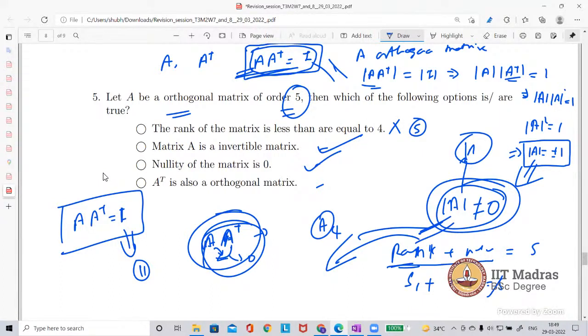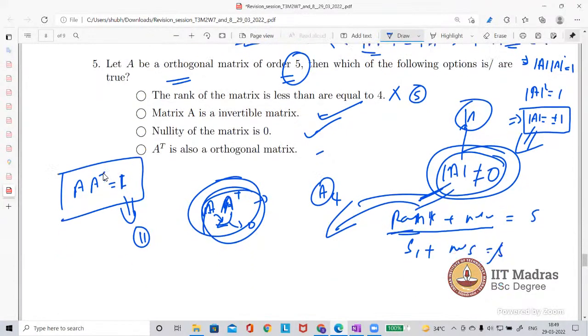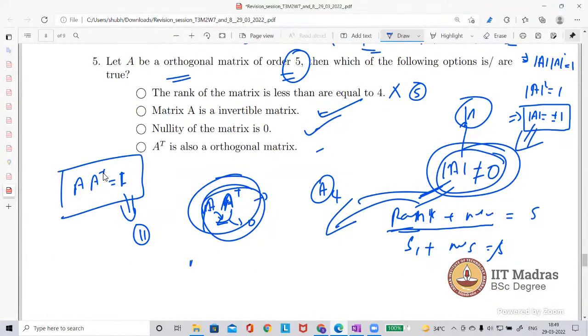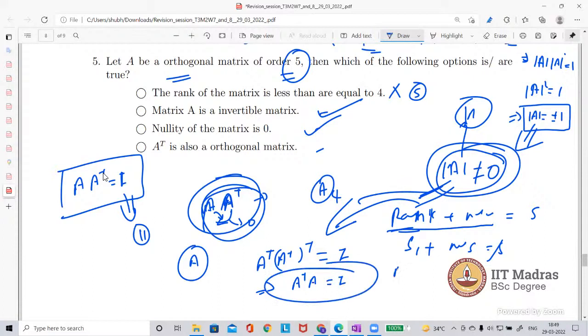A transpose is orthogonal. What does it mean? We have A, and we know that A is orthogonal. So what about A transpose? Let's find A transpose into A transpose of transpose. That means identity, right? So the transpose of A transpose will be A itself. And actually A is orthonormal. So you can say A transpose is also orthonormal. Orthogonal, sorry.